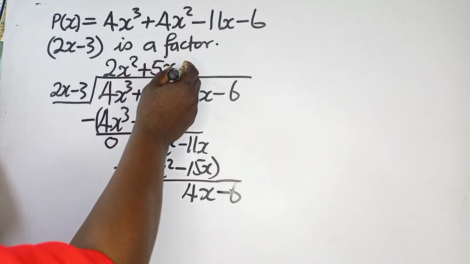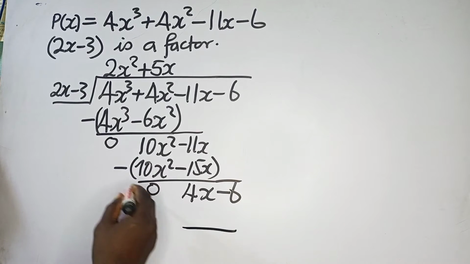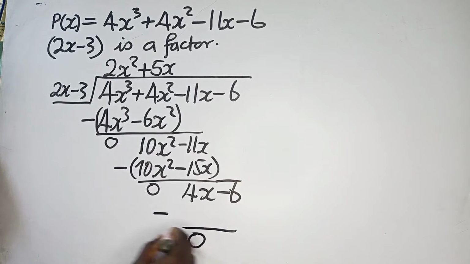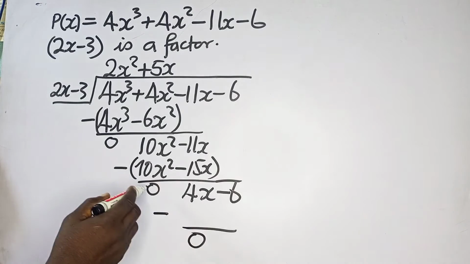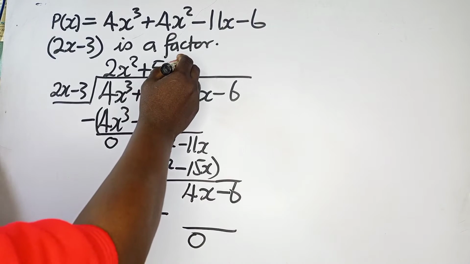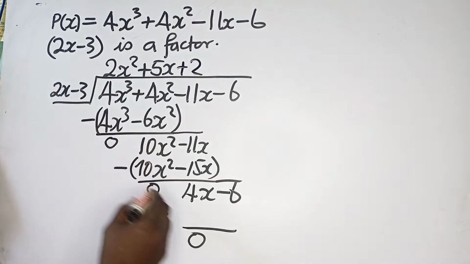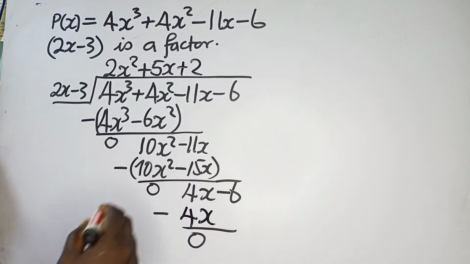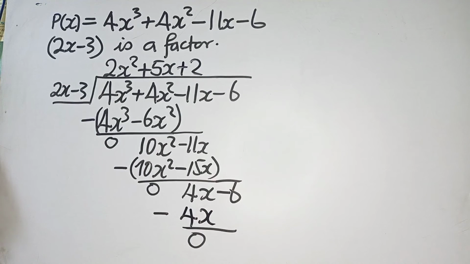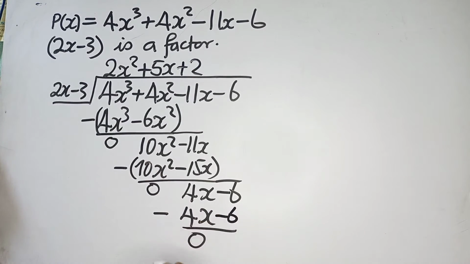What should we write here so that when we multiply, we have 4x here, so that when we subtract again we end up with a 0? We should obtain 4x when we multiply back. So it should only be positive 2. Positive 2 multiplied to 2x gives us 4x. Positive 2 multiplied to negative 3 gives us minus 6. So finally, 4x minus 4x is 0, and minus 6 minus itself is 0.